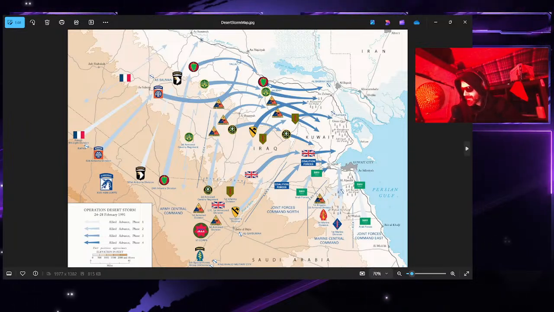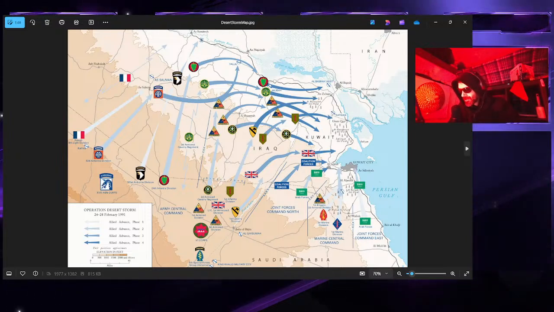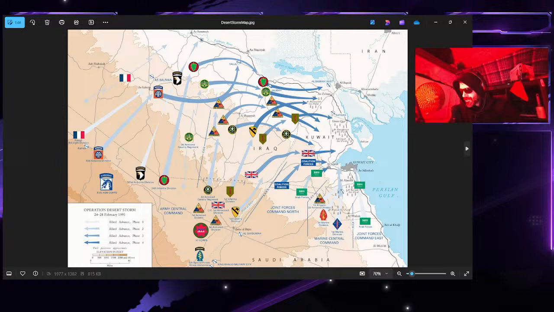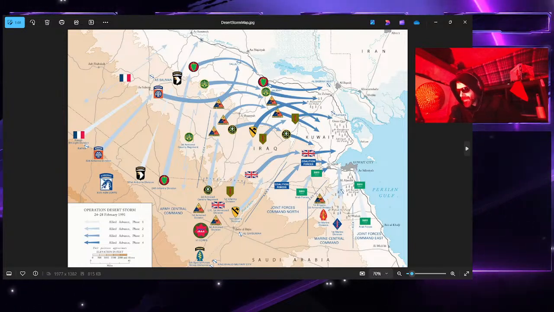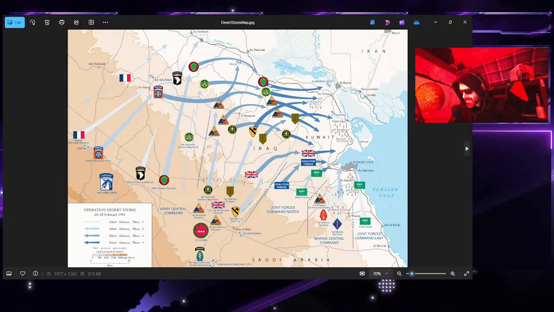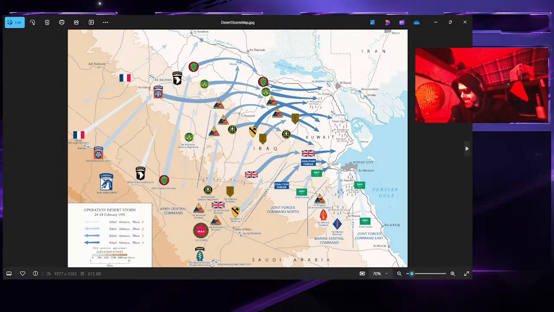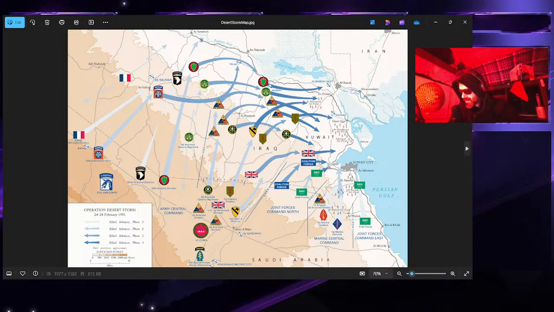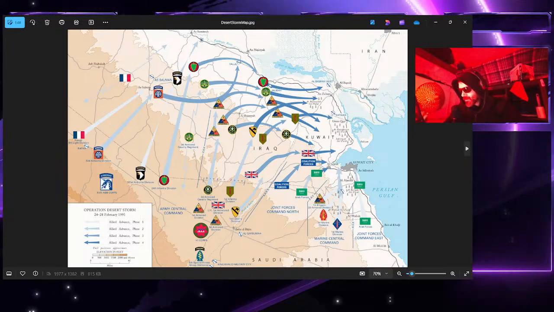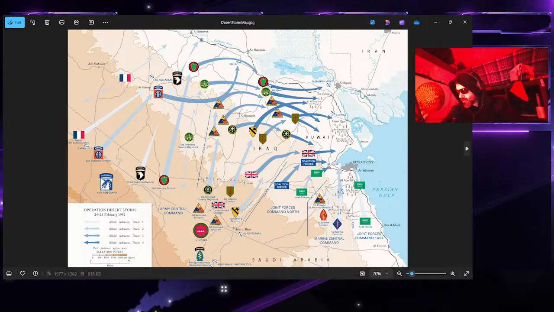The coalition's efforts against Iraq were carried out in two key phases. Operation Desert Shield, which marked the military buildup from August 1990 to January 1991, and Operation Desert Storm, which began with the aerial bombing campaign against Iraq on the 17th of January 1991, and came to a close with the American-led liberation of Kuwait on the 28th of February 1991. Crazy.